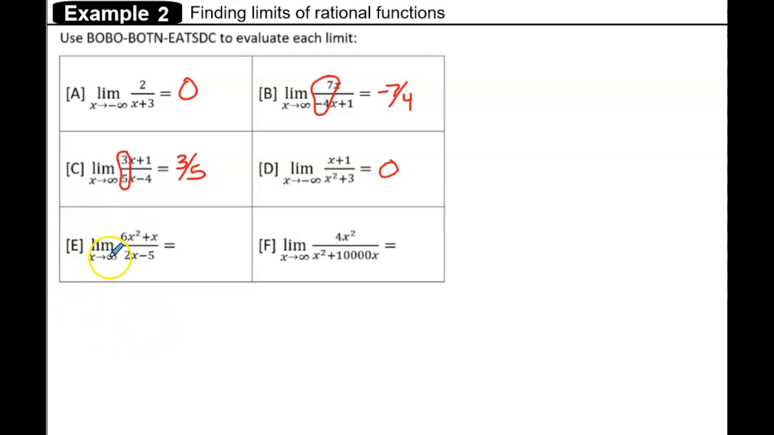Then E, the limit as x approaches infinity of (6x² + x)/(2x - 5). This is bigger on top, so the limit does not exist. BOTN is bigger on top, none. And then F, the limit as x approaches infinity of 4x²/(x² + 10,000x). The degree is the same, and that's EATS DC. Exponents are the same, divide coefficients. And 4 divided by 1 means that as x approaches infinity, we're approaching 4.